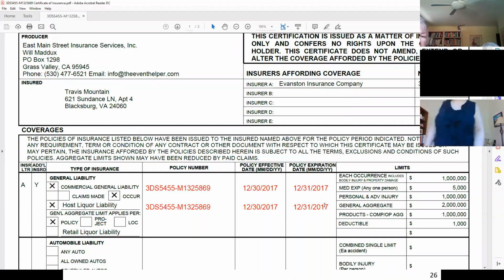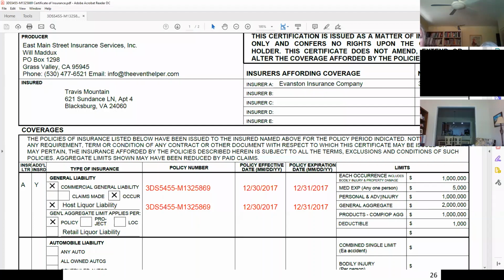Can you see my mouse or not? No. Okay, so under limits, under the right, it's saying that this particular policy would have paid out $1 million for bodily injury and property damage. So this was an event that I hosted, and if anyone got injured at that event, it would pay out $1 million if somebody got hurt or if we did some type of property damage at that event. For medical expenses for any given person, it was also going to pay out up to $5,000.